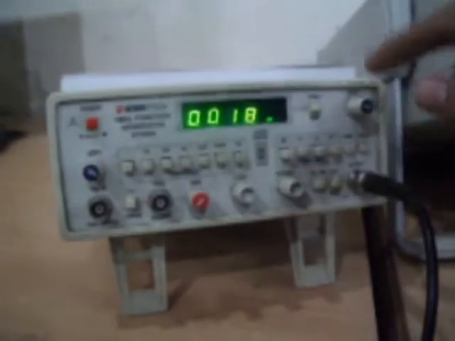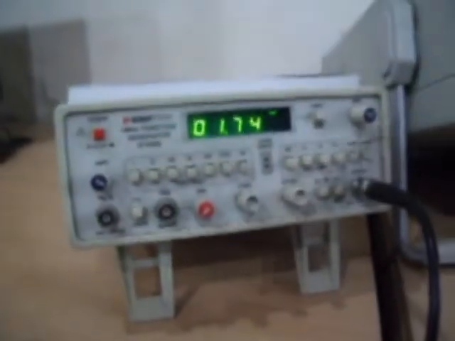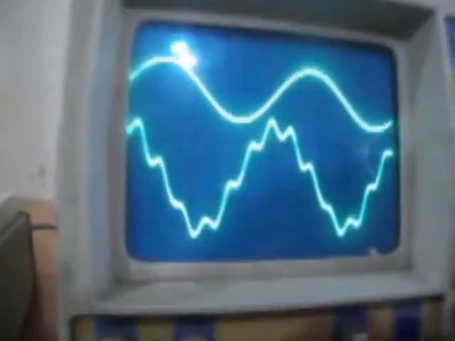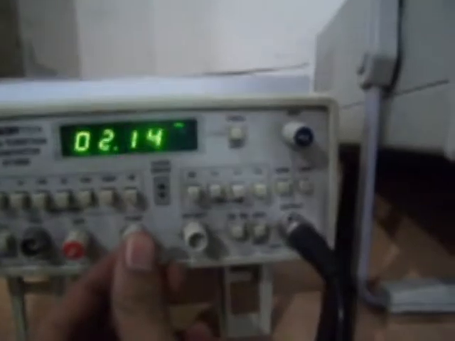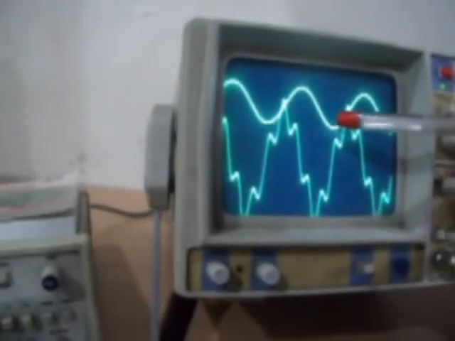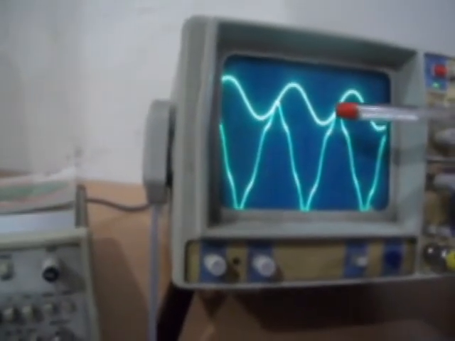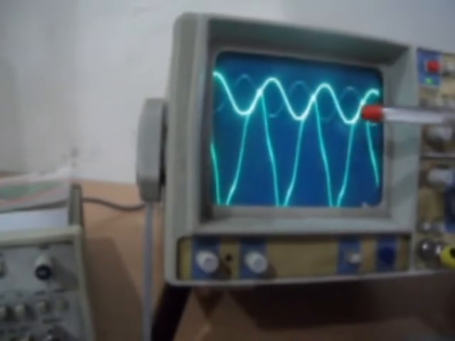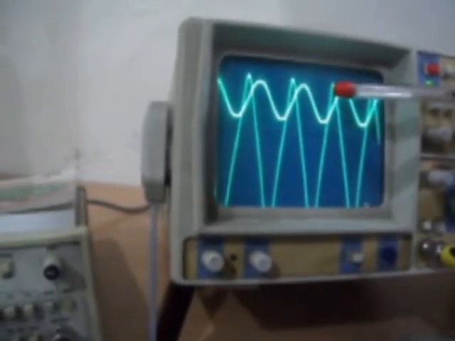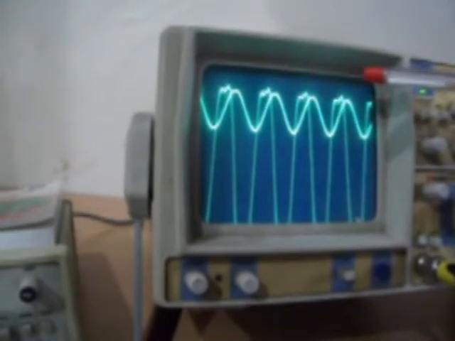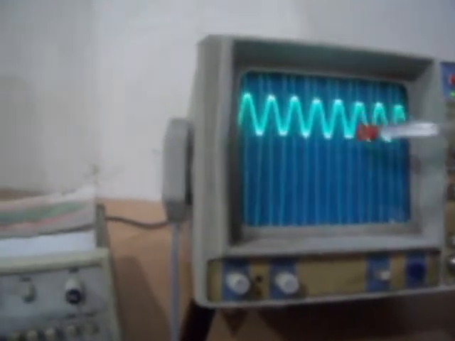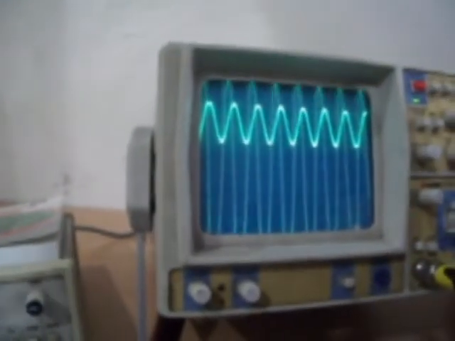For 18 millivolt as input and frequency 1.7 kilohertz, we can see the waveform. This is the output waveform, a sinusoidal waveform. Now we increase the frequency, and we can see that the output is again increasing, but it is not going to saturation, and it is increasing and increasing. We can see that the output is increasing a lot. So now we increase, and it is a sinusoidal waveform.